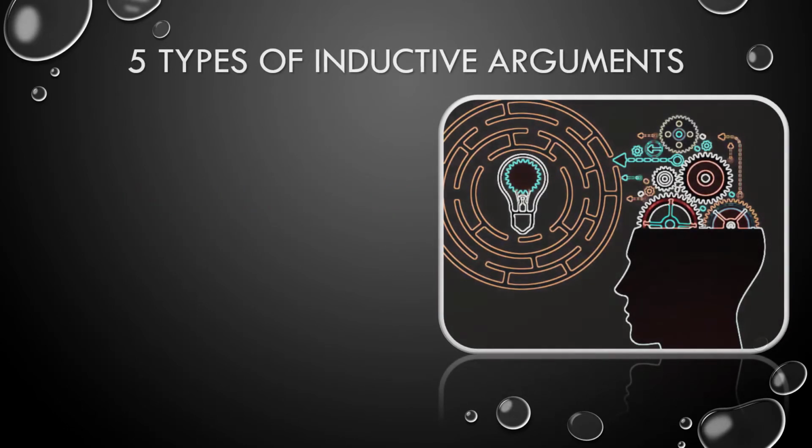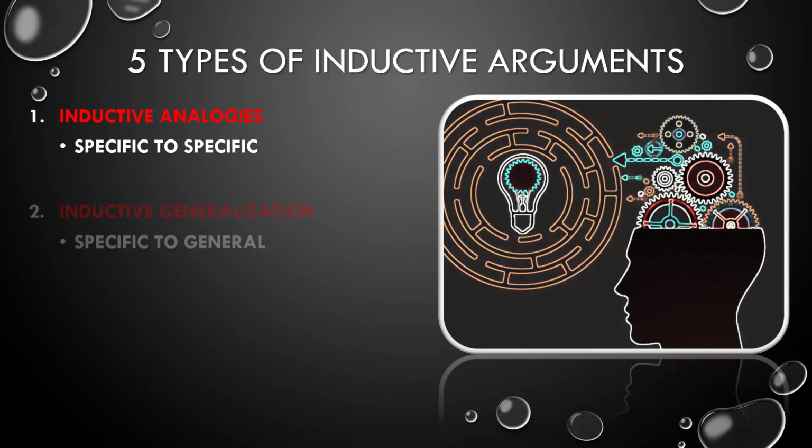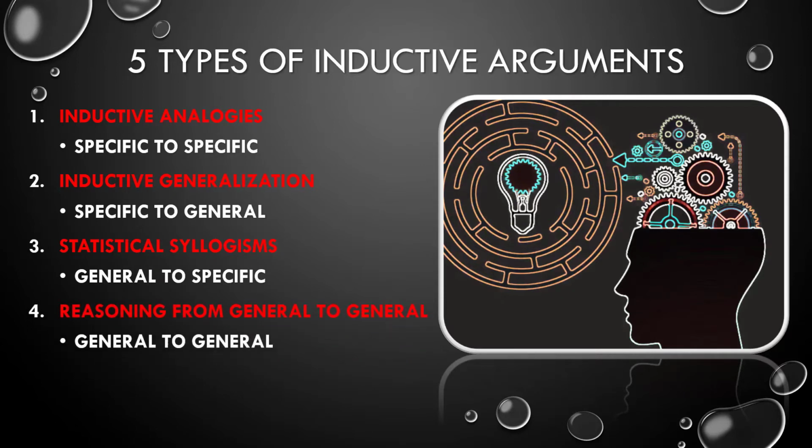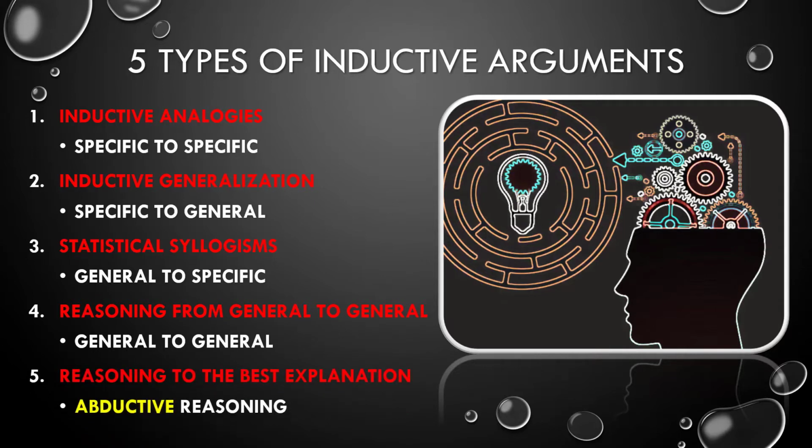Now, we could talk about having 5 types of inductive arguments, and we're going to spend a little bit of time breaking each one of these down in turn, but we're going to start with inductive analogies, working specific to specific, inductive generalizations, which move specific to general, statistical syllogisms, moving from general to specific, reasoning from the general to the general, which is exactly what it sounds like, and then the last one we'll look at is reasoning to the best explanation, or what we might call abductive reasoning.